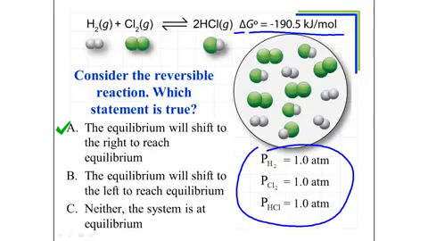If you said A, you'd be correct. A negative value for standard delta G says, and this is all it says, it's a snapshot. It says if we started everything out at 1 atmosphere, this reaction would proceed to the right because it's negative.